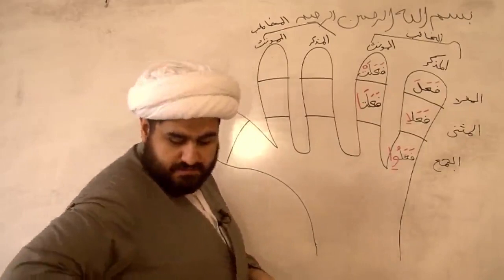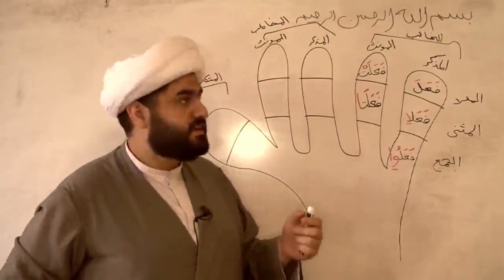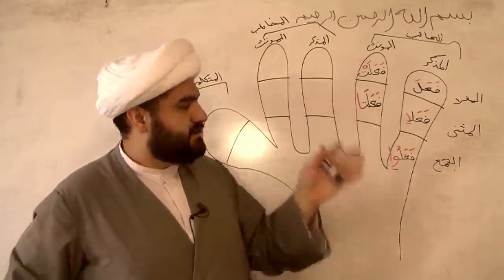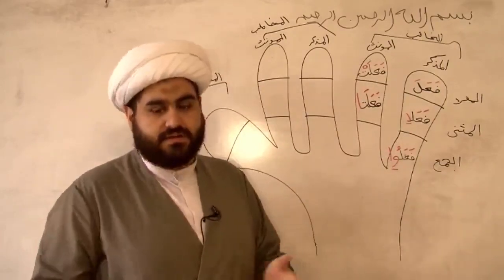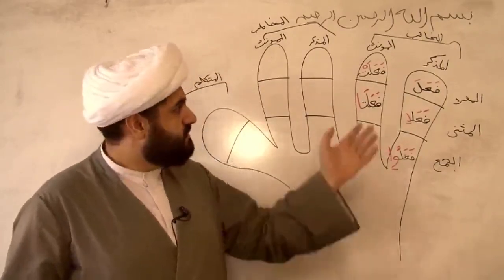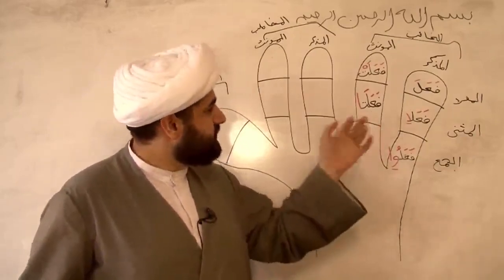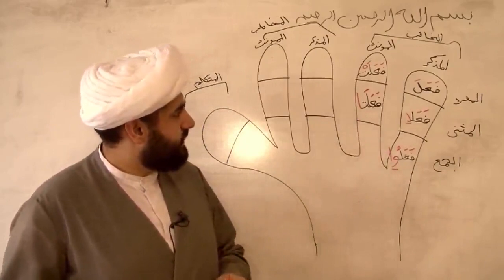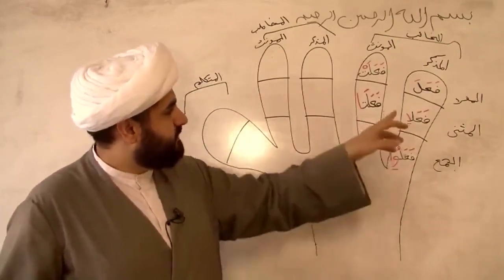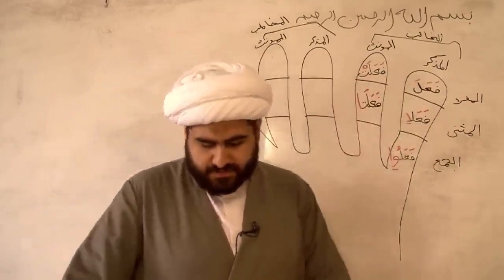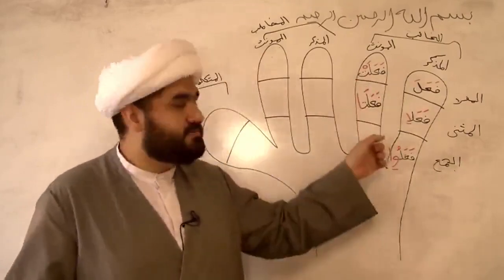Fa'alata means those two girls did something. Women did something. Fa'alata, like nasarata. The word nasarata means those two women helped, in the past tense form. Okay? So fa'ala, fa'alu, fa'alat, fa'alata. Very good. Now let's go to sigha number 6.